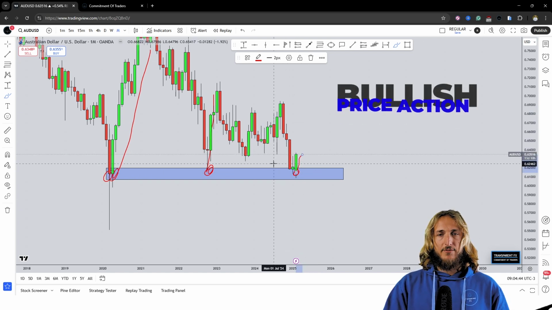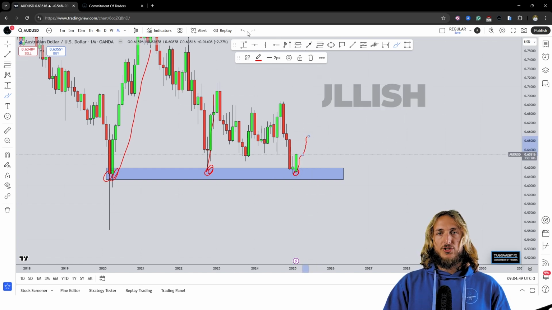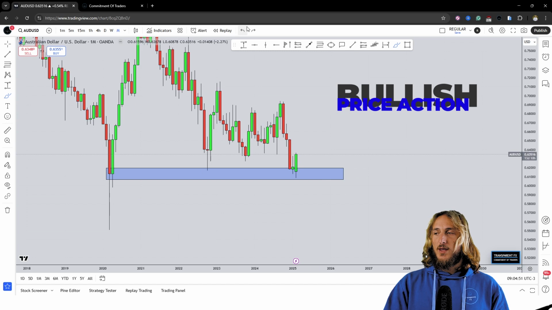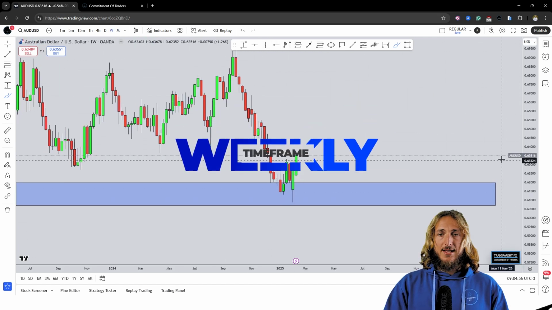So here in the monthly, everything seems quite bullish, and there is definitely the possibility of seeing more bullish price action being developed away from this area. Now, let's drop down on the weekly time frame and see what we have.